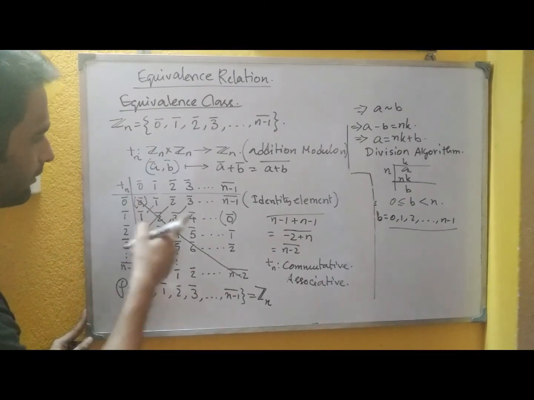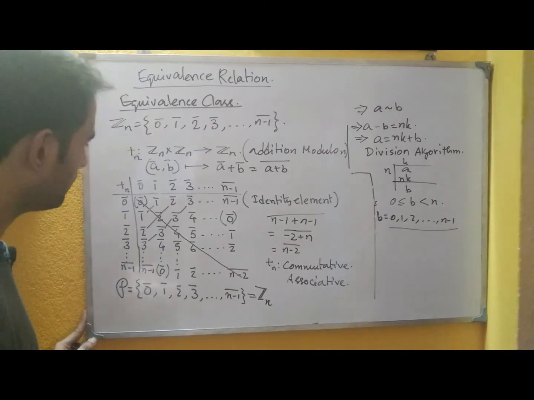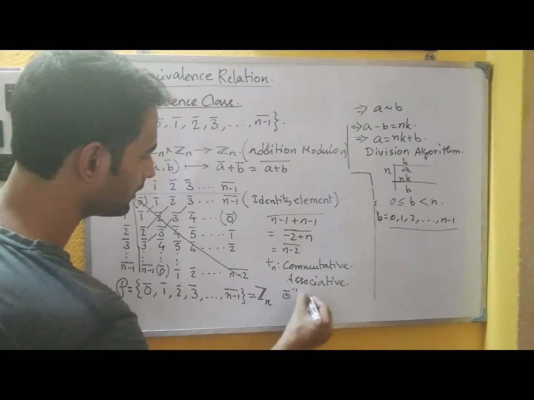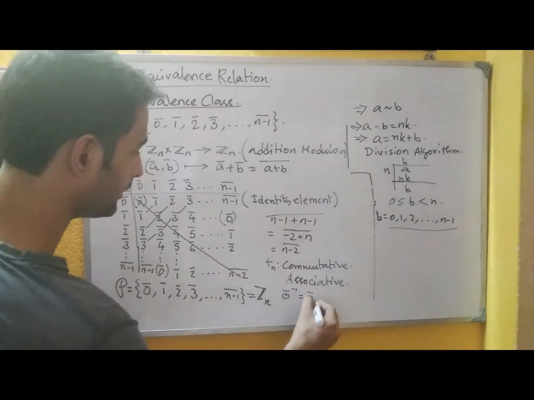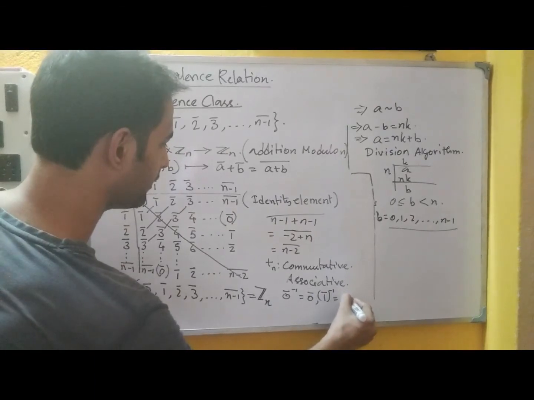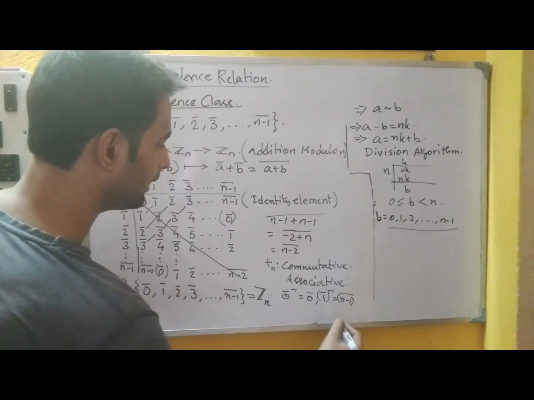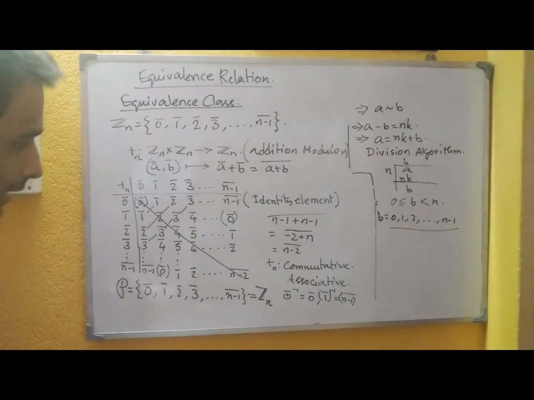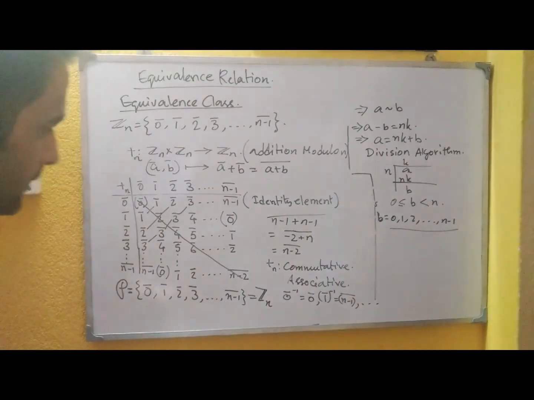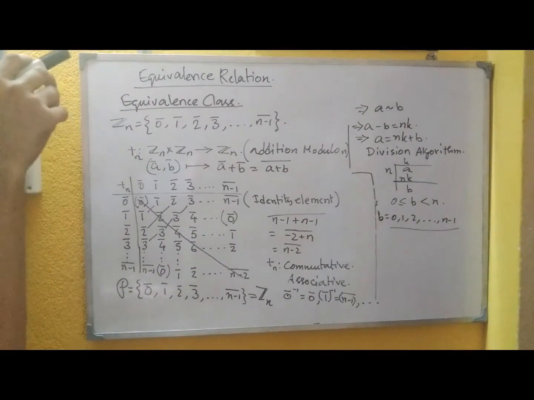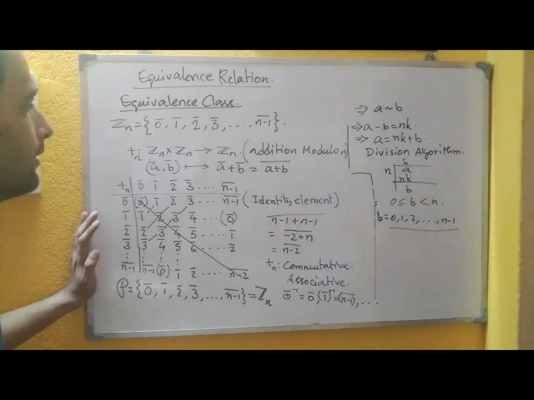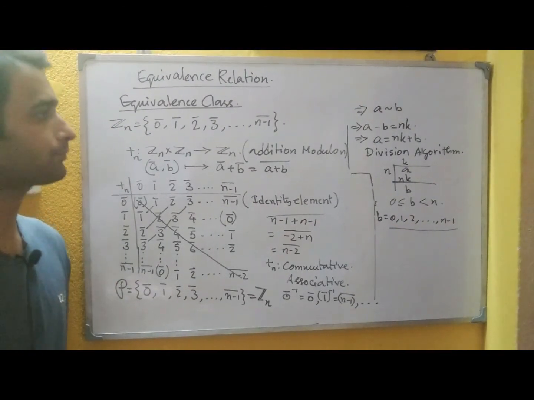So we can say that the inverses for each element we can calculate from here. Like the inverse of 0 class is 0 class itself. Inverse of 1 class is n minus 1 class. And in a similar manner we can calculate all the inverse elements for each of the classes. So these are all the details with these equivalence classes and these interesting results we get.